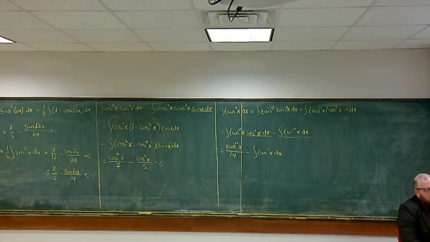Right, because then you do the exact same thing on tangent to the 13th. Tangent to the 11th times tangent squared, which becomes secant squared minus 1. So you have a tangent to the 12th over 12 minus the antiderivative of tangent to the 11th. And then you have to do that again. You have a 9, and then you do it again, you have a 7th, and you keep doing that until you got rid of it.